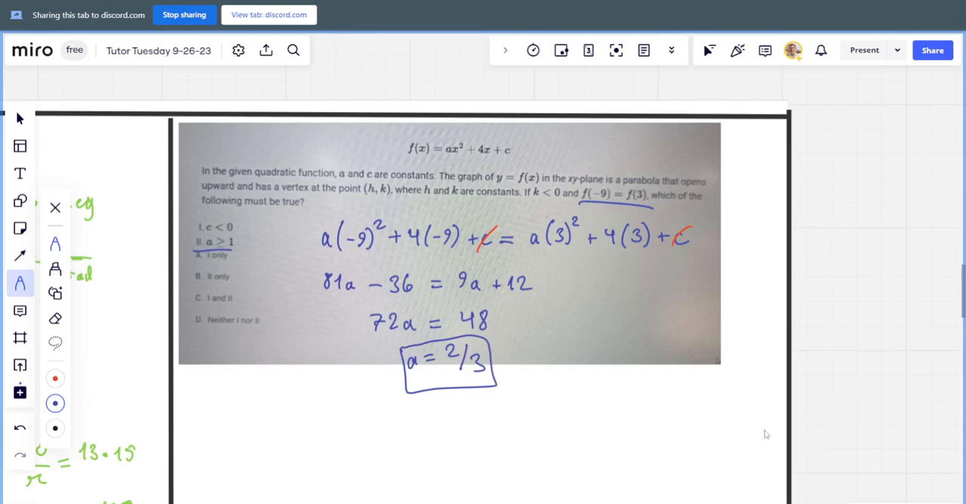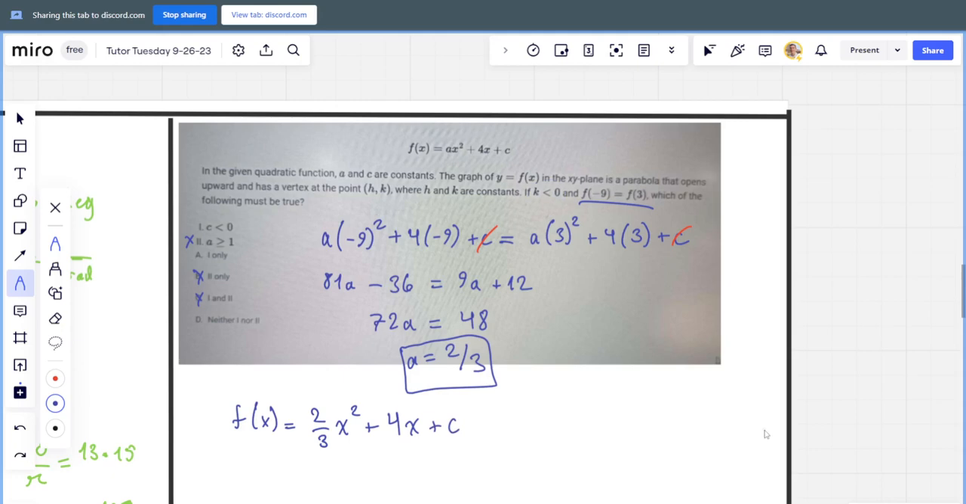And notice how it's not greater than or equal to 1. So we could definitely rule out anything containing point number 2, right? Can't be B or C. 1 still might be true, but let's take a look at this. If our equation is f of x equals 2/3 x squared plus 4x plus c, we know that our k is less than 0.